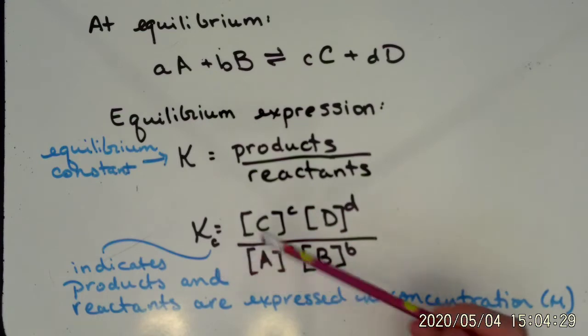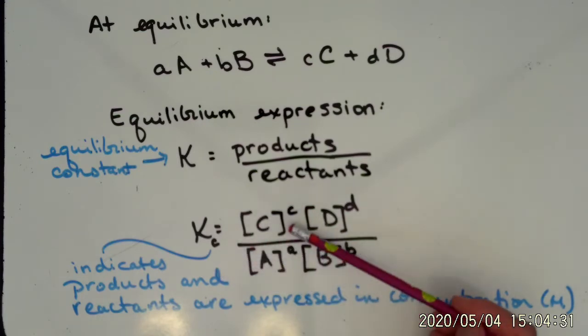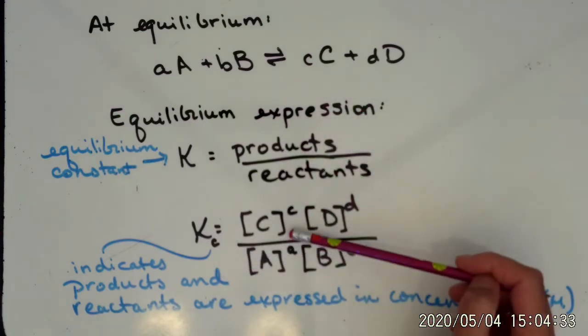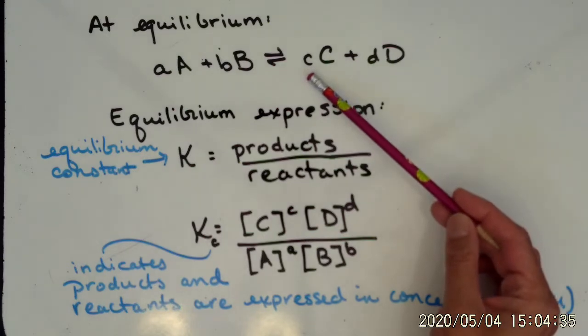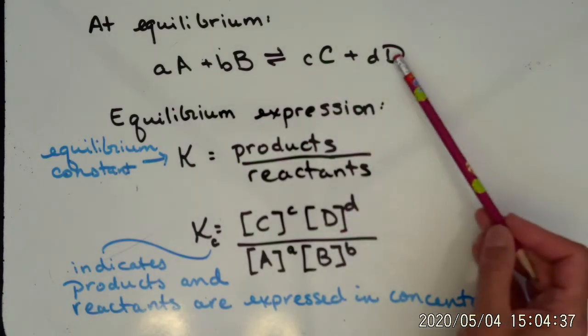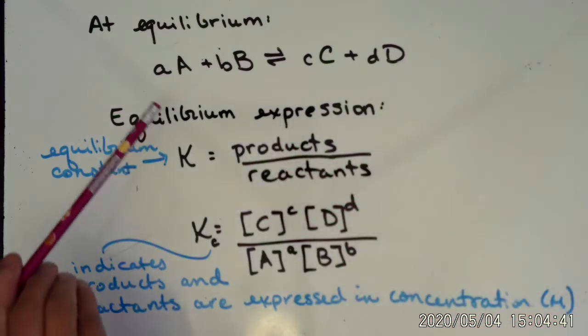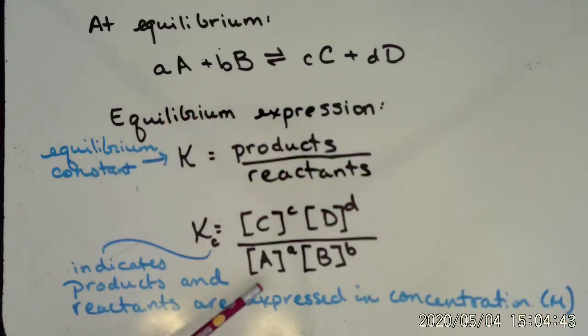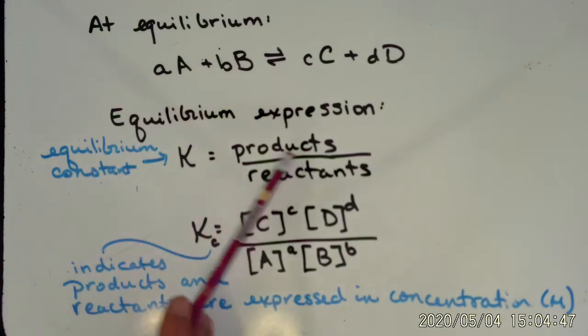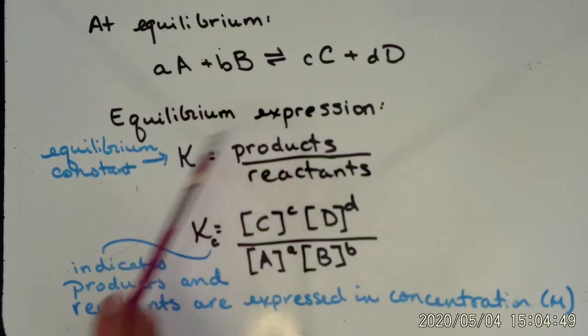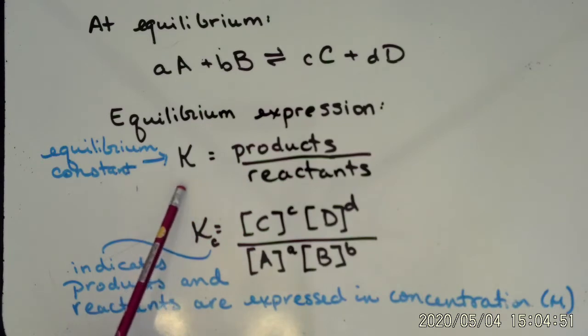And then you write down K is equal to the concentration of our products to the power of the coefficient, over the concentration of my reactants to the power of the coefficients. So this is called my equilibrium expression. The K is my equilibrium constant.